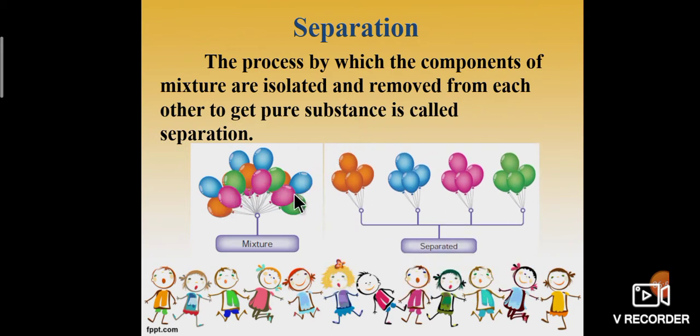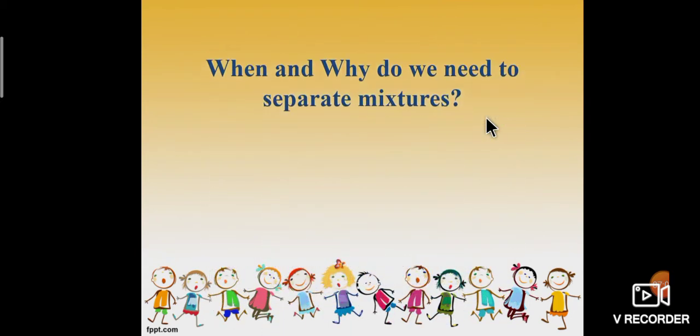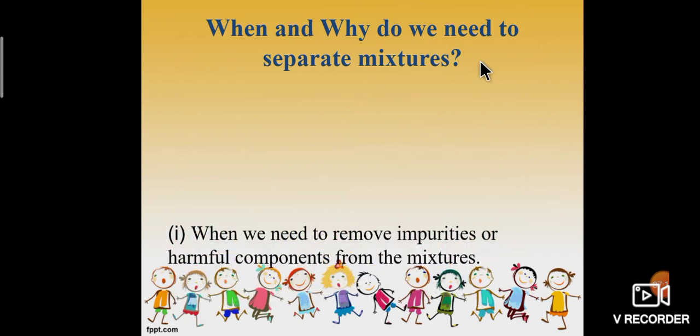See the colored balloons below. It's like a mixture. We can separate it into specific colors. Once again I repeat, separation is a process by which the components of a mixture are isolated and removed from each other to get a pure substance. Next, when and why do we need to separate mixtures?